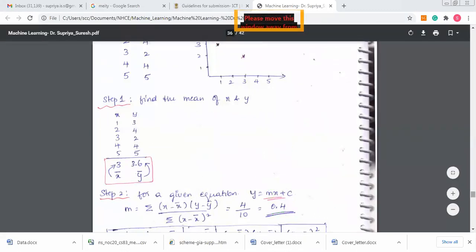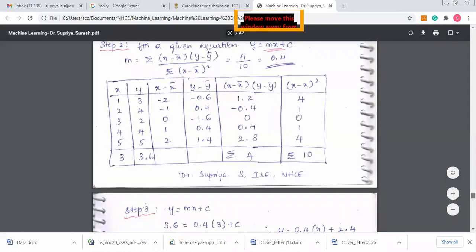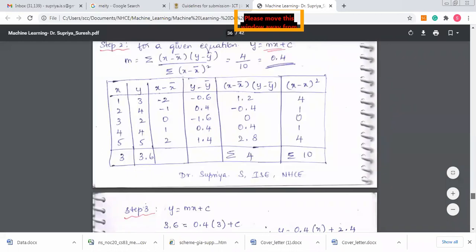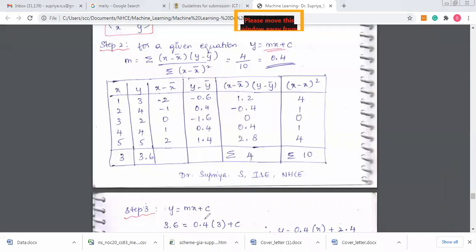I'll show you the calculations part. So this is what we have done here previously. Now my step 3 is for each and every data point value that I have. Here I know the y mean value, because I have the m value. I have the x bar value and the y bar value. The only thing that I don't know is the c. I don't know what the value of c is.